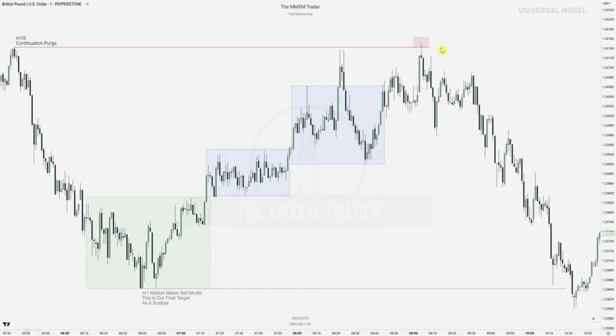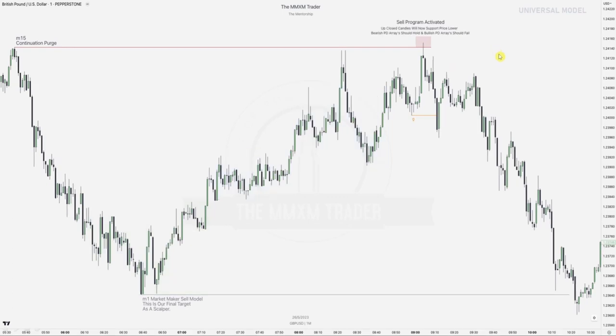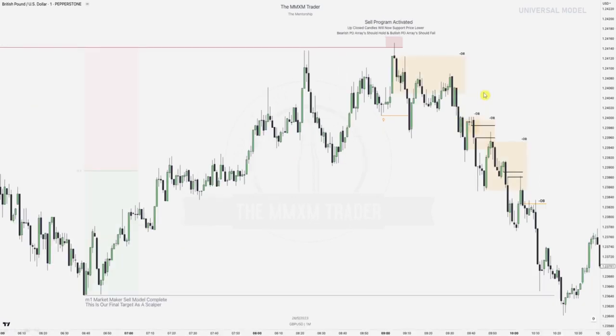So what happens after we take that external range liquidity? We are now activating a sell program. So again, all up close candles will now support price lower. Bearish PD arrays should hold and the bullish PD arrays should fail. And then we are in sell side of the curve, right? So we're waiting for that break of structure on our short-term perspective. It happens over here.